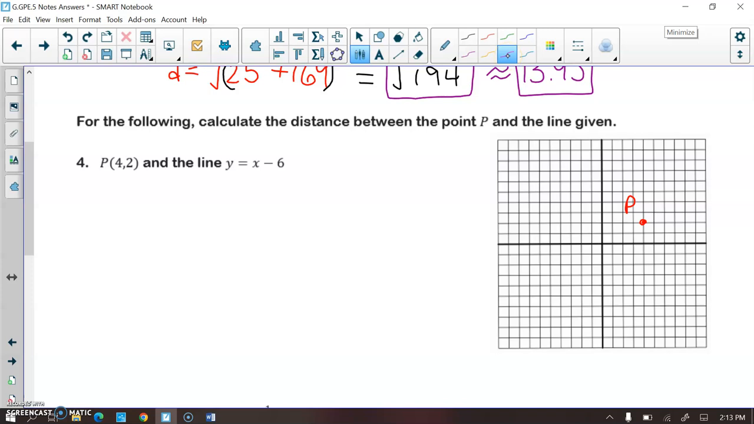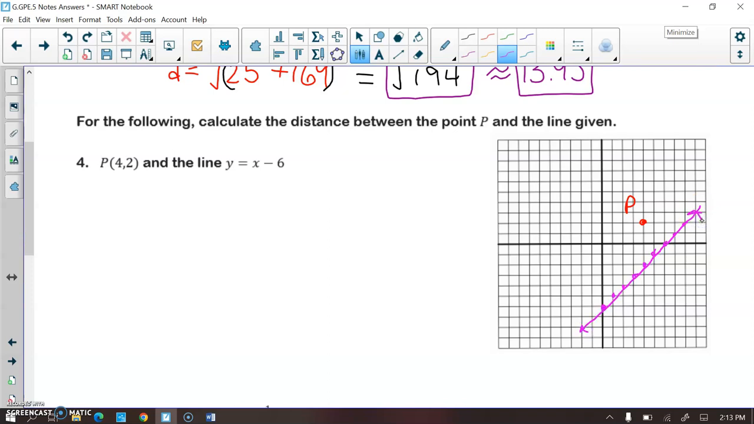So that means I have a slope of 1, y-intercept of -6, so I plot a point at -6 on the y-axis, and a slope of 1, so up 1 over 1, up 1 over 1, and keep going. And so I want to find the distance between this point P and this pink line.